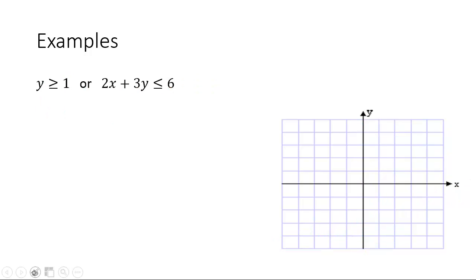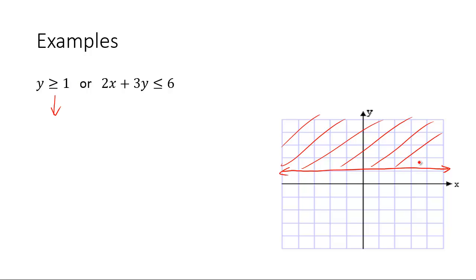Let's try the next example. So the first inequality is y is greater than or equal to 1. In this case, x can be anything. So remember, y equals 1 is right here. All of those points have y equal to 1. And everything that is greater than or equal to will be satisfying that inequality.